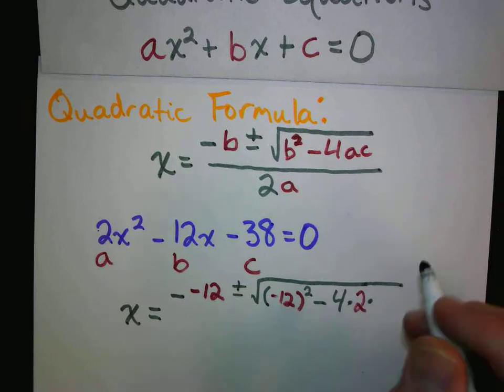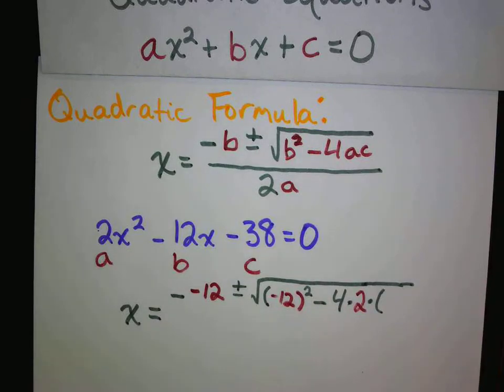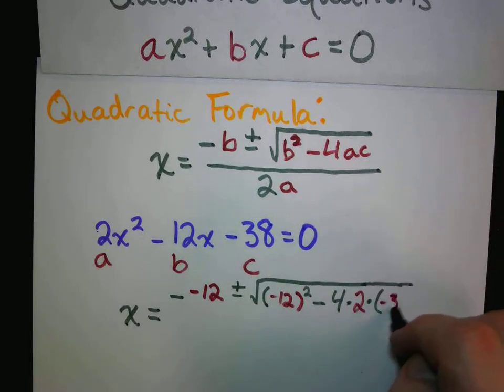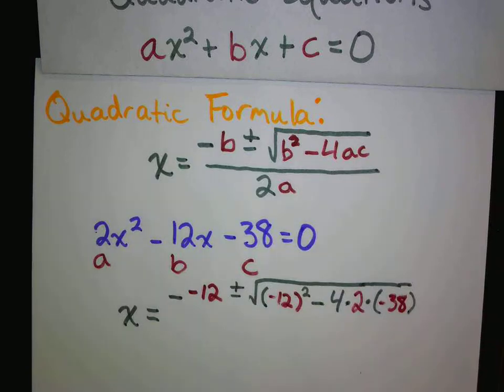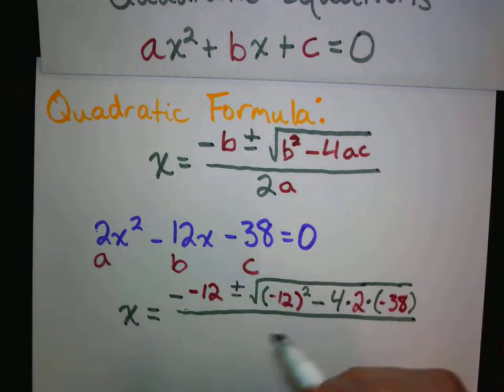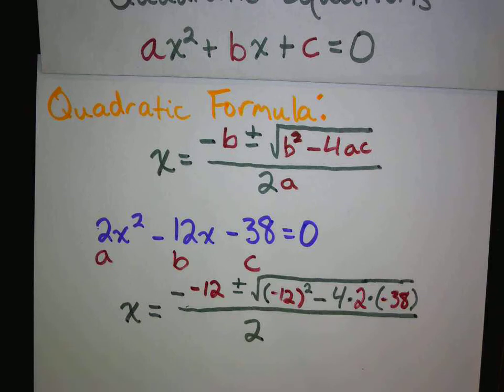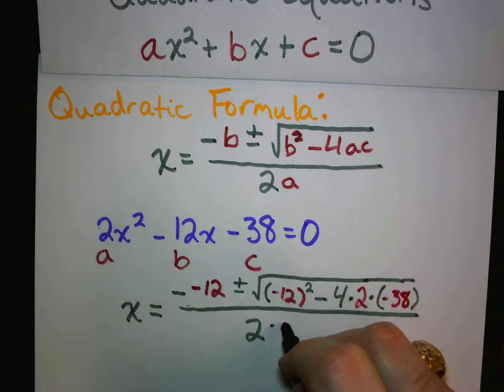Didn't make my square root long enough, but we can plug in negative 38. And then that is all over 2 times a, which again is 2, so 2 times 2 is 4.